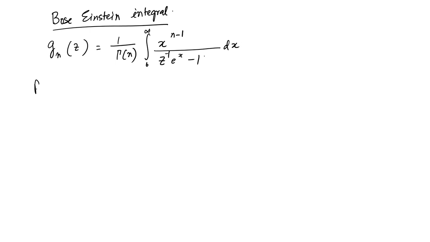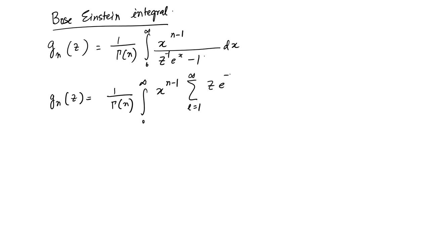Now, for small z, or rather, not specifically for small z, you can do an expansion of this denominator. For all values of z, if you keep all powers of z, then g_n(z) is equal to 1 by gamma n, where gamma n is a gamma function. So, this is the integral from 0 to infinity of x to the power n minus 1, sum over L equal to 1 to infinity, of z e to the power minus x, whole to the power L, dx.